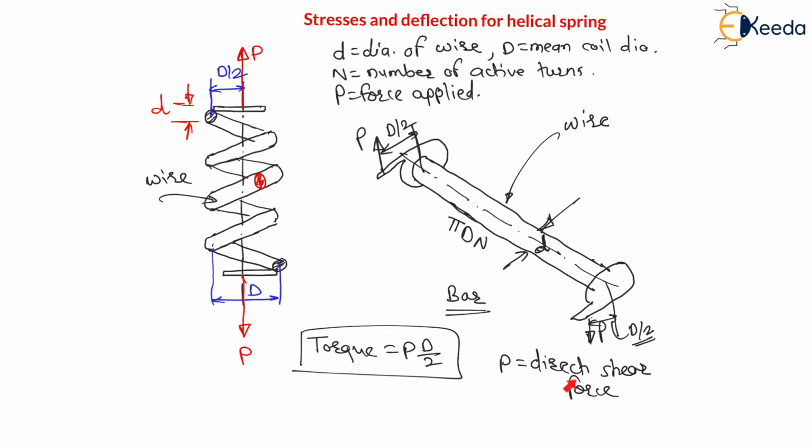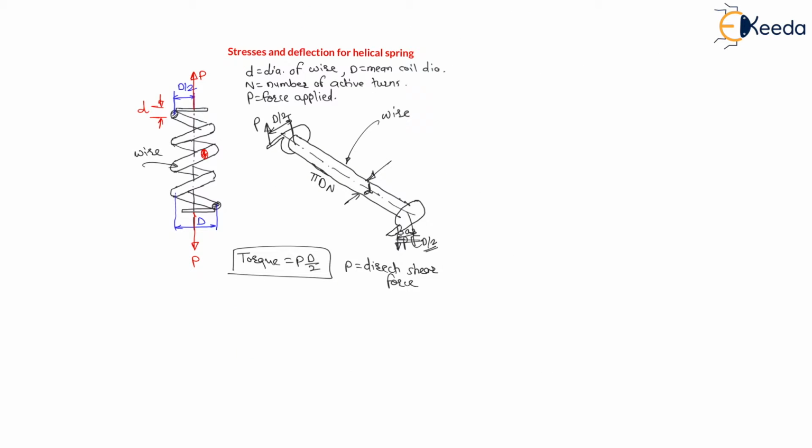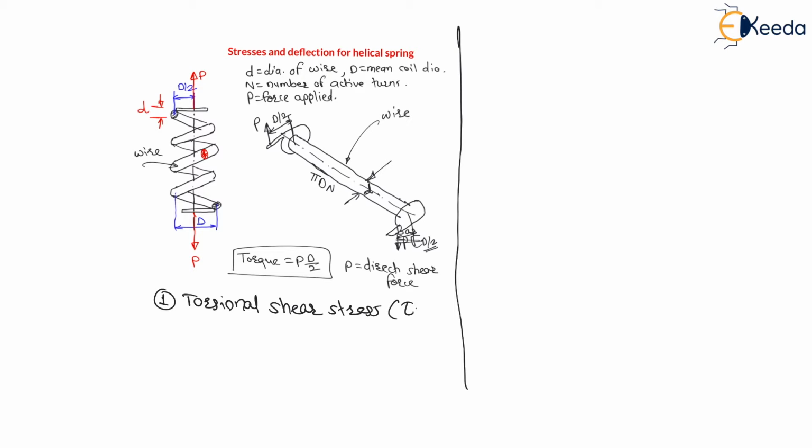So, our target is to find these stresses, right? So, let us find these stresses. First, we will find torsional shear stresses. Because of torque, there will be a torsional shear stress, which I will represent by tau 1. Now for torsional shear stress, we have the torsional equation from the strength of materials, that is T by J is equal to tau by R is equal to G theta by L. This is the torsional equation.